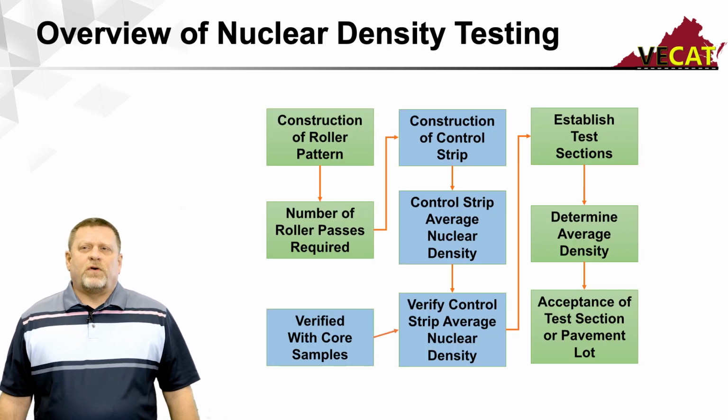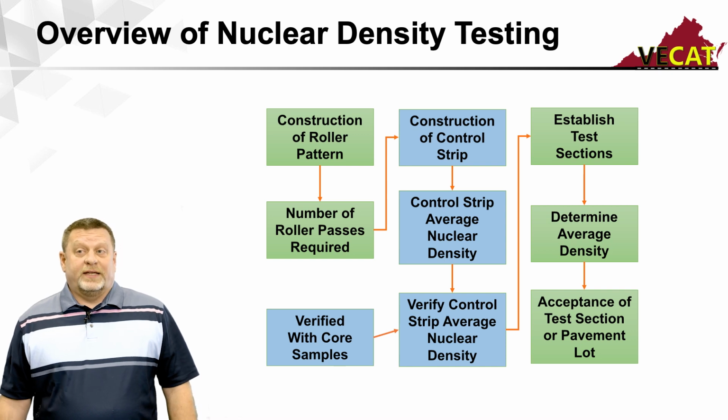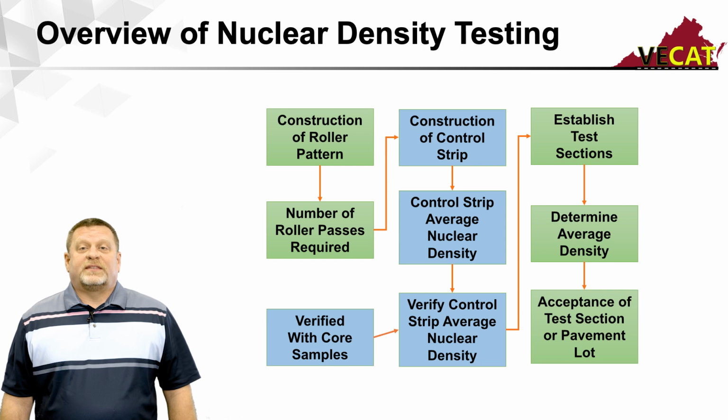This is the overview. You've already seen this a couple times. You'll probably see it again. But as you can tell from this layout, we've already done the roller pattern. We determined how many passes were required to get optimum density. Now we're moving into the control strip portion, which is where we verify that the density we did achieve meets the minimum requirement specification. After that, the next presentation will touch on test sections and how to interpret payment.